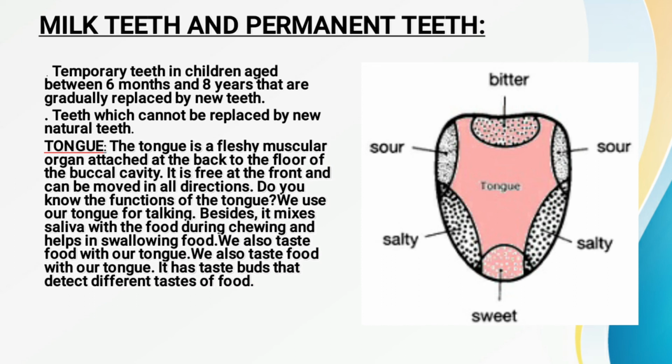So this is all about the tongue. The tongue is an important part of the buccal cavity, and it also has important functions. It enables us to speak, it helps to mix the food with the saliva, and we are able to recognize different kinds of taste, whether the food item is salty, bitter or sour, with the help of the taste buds present on our tongue.